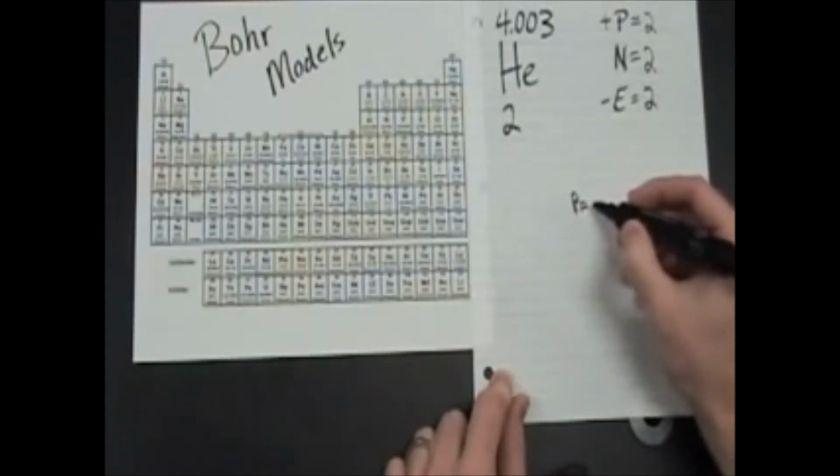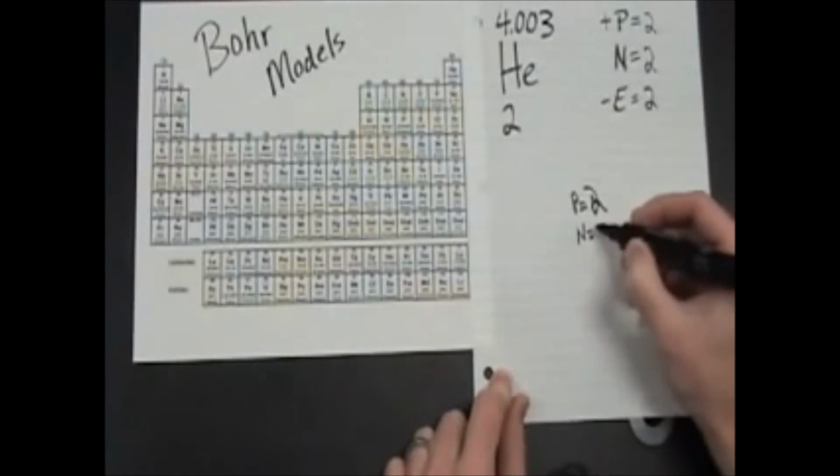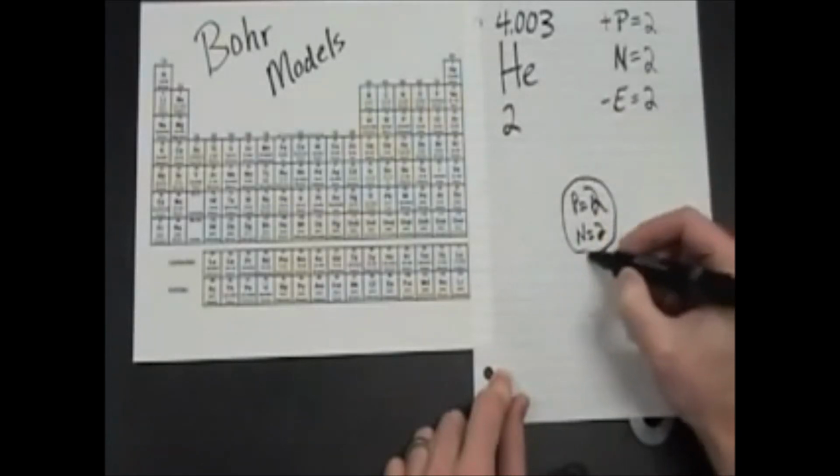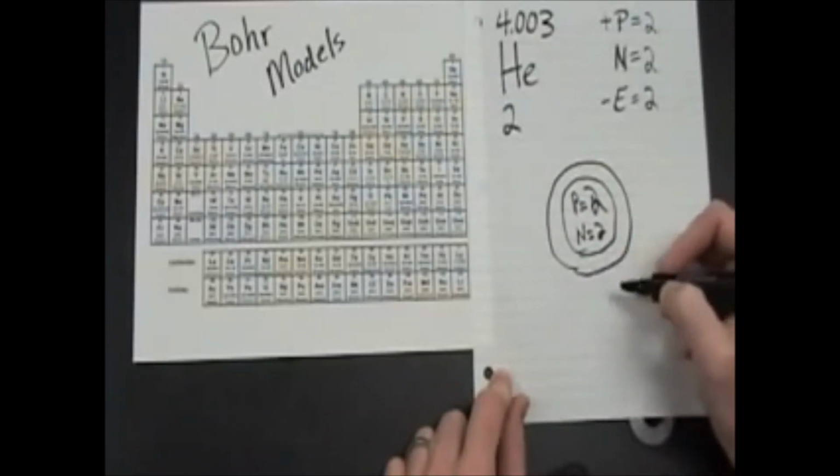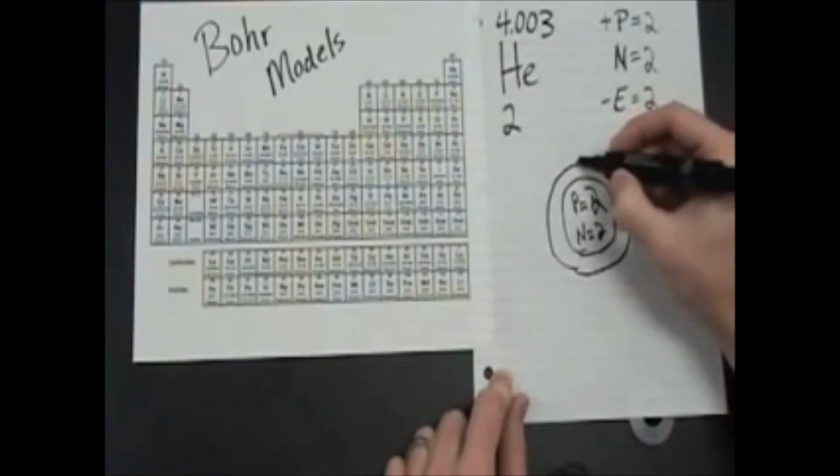I'm going to draw my nucleus. Protons equal 2. Neutrons equal 2. There is my nucleus. There's just going to be 1 shell for helium, and there are going to be 2 electrons there.